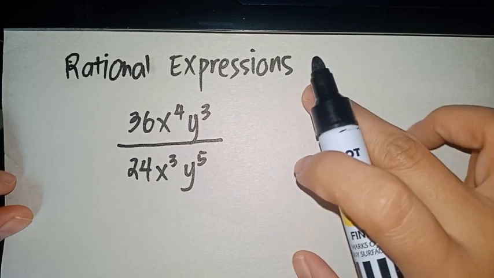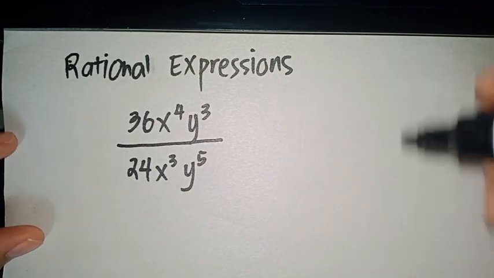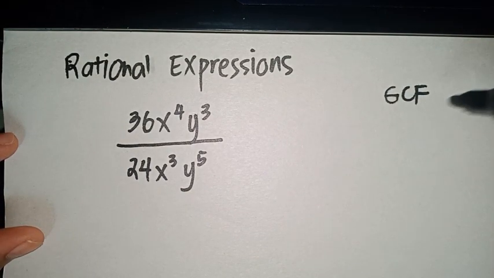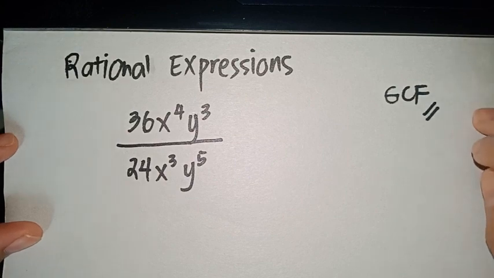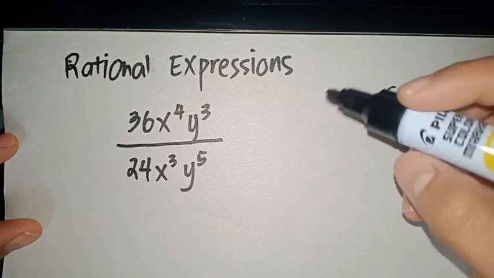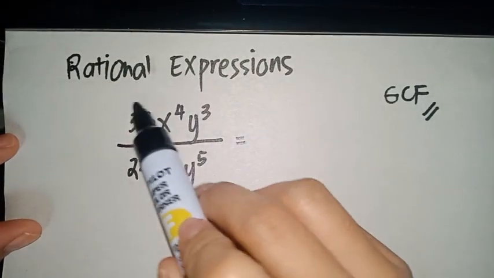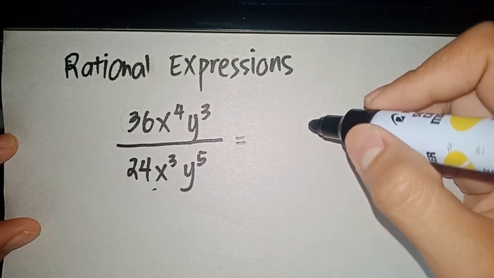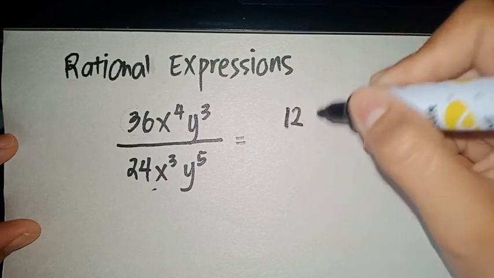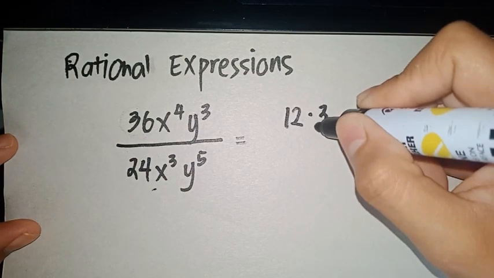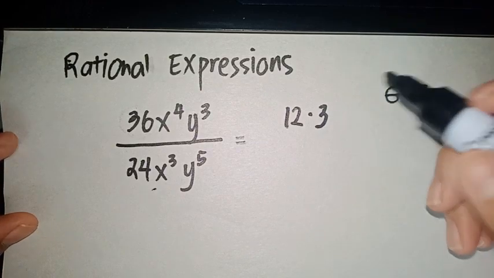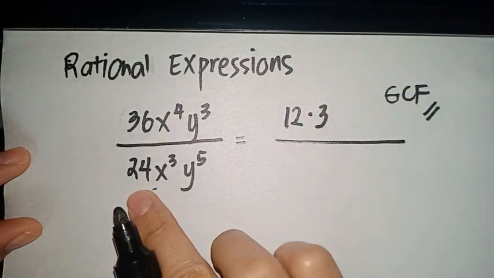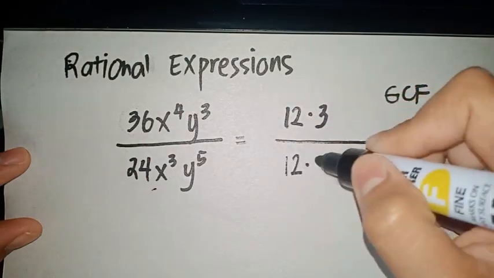Okay, so rational expressions. Again, the first thing that we should do is to get the GCF for 36x raised to 4 y cubed over 24x cubed y raised to 5. So we have to get the factors first of 36 and 24. Again, we are looking for the common factors. For 36, we have 12 times 3. For the factors of 24, we have 12 times 2.